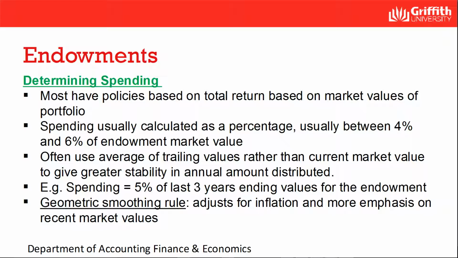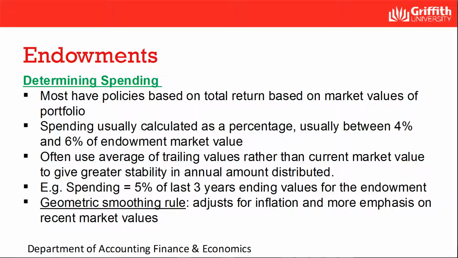A spending rule helps instill discipline into budgeting and financial management processes. Spending is typically calculated as a percentage, usually between 4 and 6%. They frequently use an average of trailing market values rather than current market value to provide greater stability in the distributions. In computing such an average, the manager may adjust historical market values to reflect inflation.